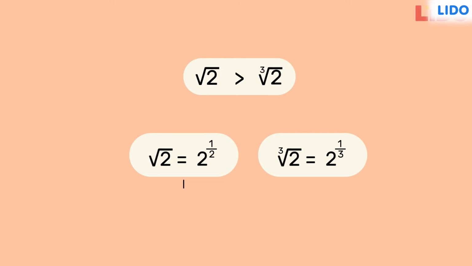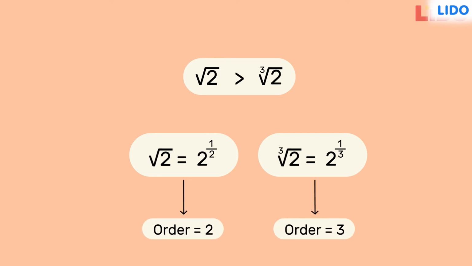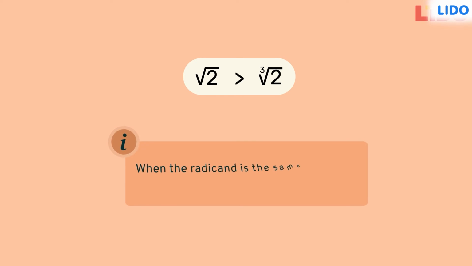Now, root 2 has an order of 2 and cube root 2 has an order of 3. Here, it is the surd with the lower order, that is root 2, which is greater. So when the radicand is the same, the surd with the lower order is greater. Let's look back at comparing numbers which have the same base.